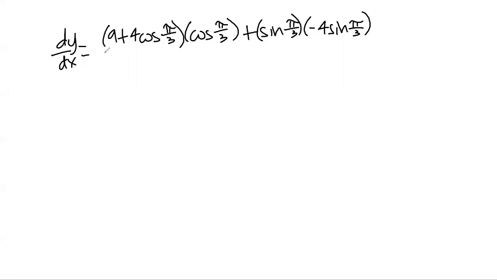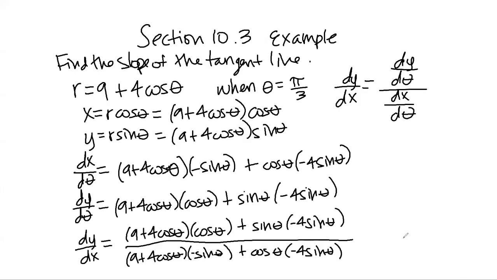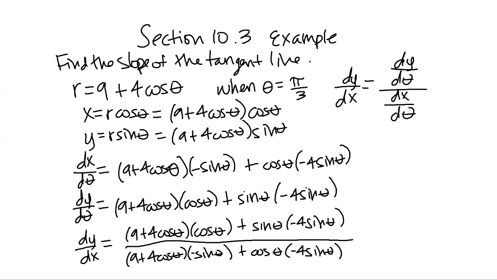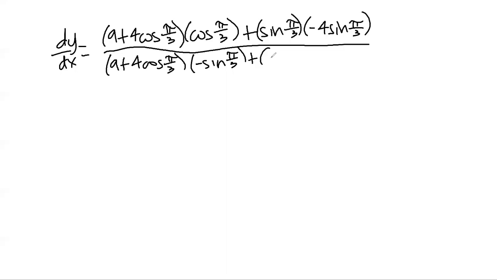So now we have all divided by the bottom, which also started with r, so 9 plus 4 cosine pi over 3 times negative sine theta. And then plus cosine times negative 4 sine. All right, so there's our full derivative written out, substituting pi over 3 for theta.